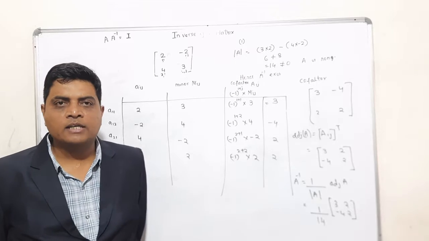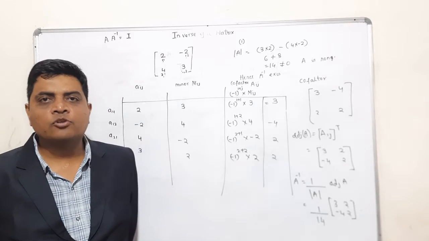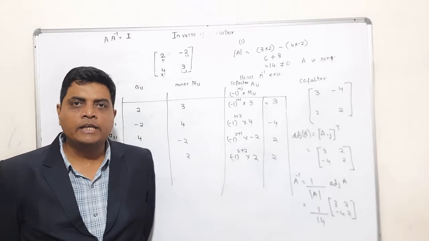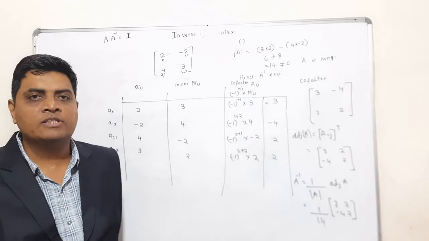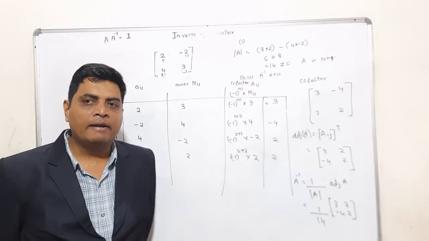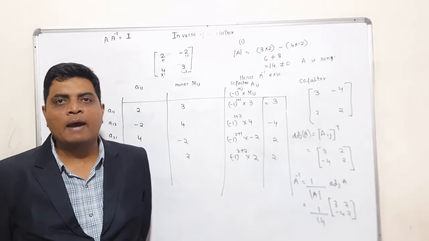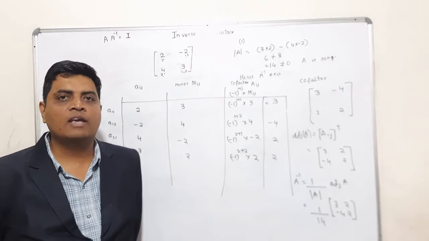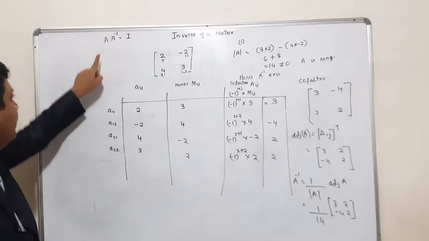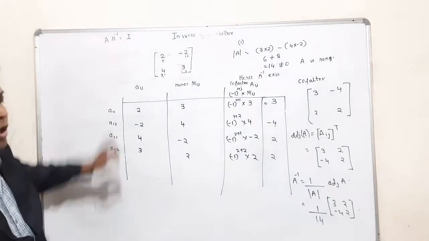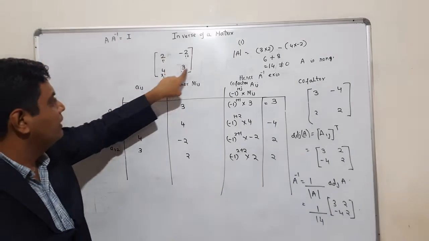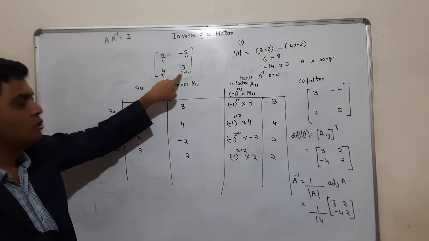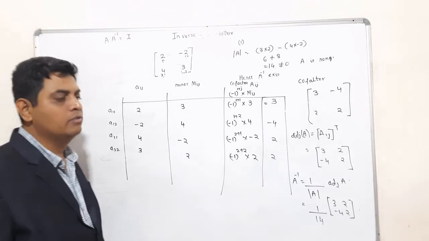A inverse is that matrix which, when multiplied with A, gives you a unit matrix. So in algebra, what we term the multiplicative inverse, any number multiplied by its multiplicative inverse gives you the answer 1. Similarly, in matrices, a matrix A when multiplied by its inverse, A inverse, you get an identity matrix of the same order. So A into A inverse equals I. If I multiply this matrix with A inverse, I will get the identity matrix, which will be 1 0 0 1. That is the definition of A inverse.